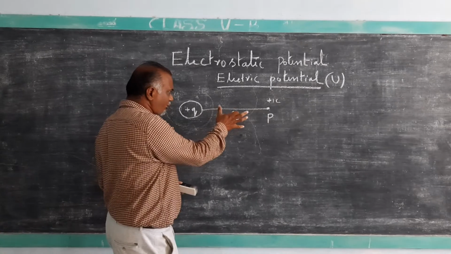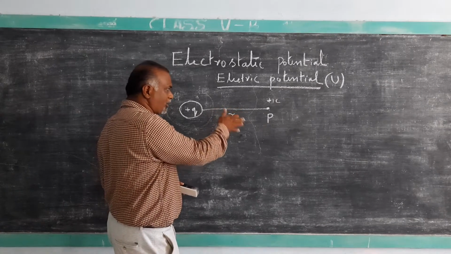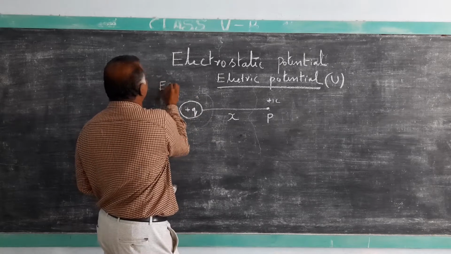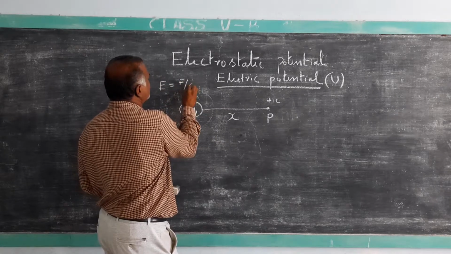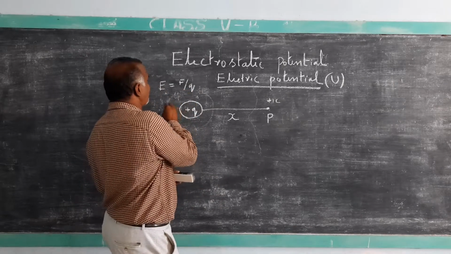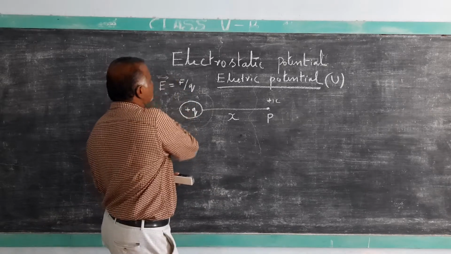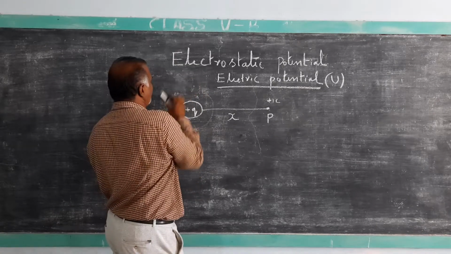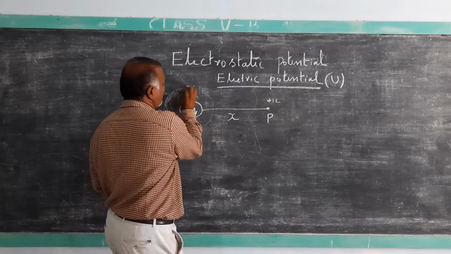So if you divide the force by Q, that is F divided by Q, which is equal to E. E is equal to F divided by Q. So force per unit charge is the electric field vector. The electric field is all around the charge, we already know that. But what is electric potential?